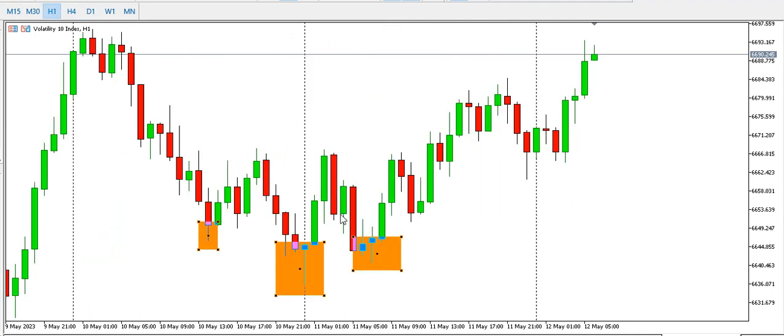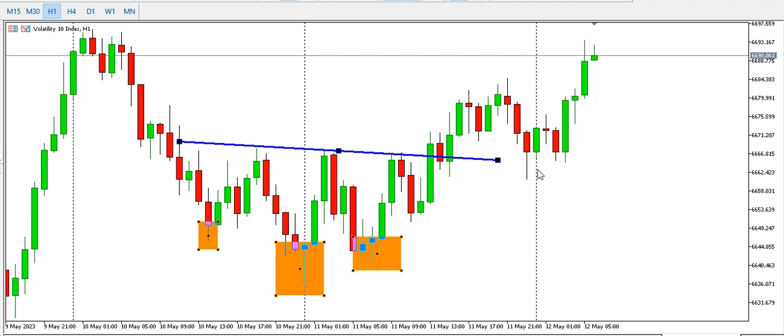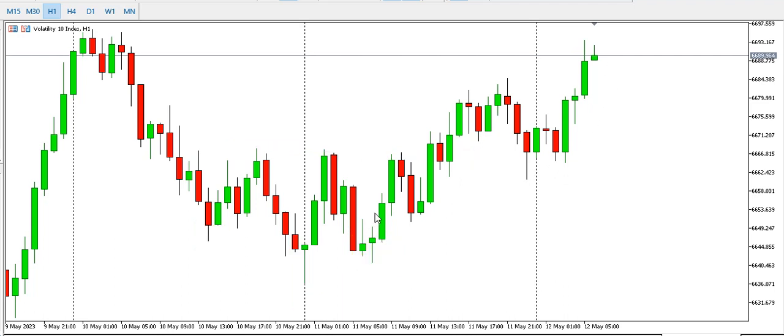So back to the 1 hour time frame, inverted head and shoulder. This is the neckline of the inverted head and shoulder, and it's been broken, retested. Look at it, retested it, and price is going up. So join the buyers for V10.